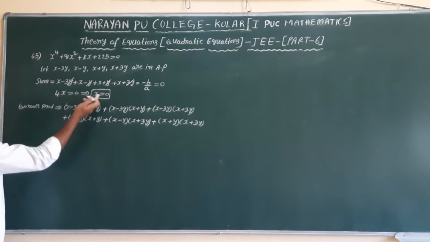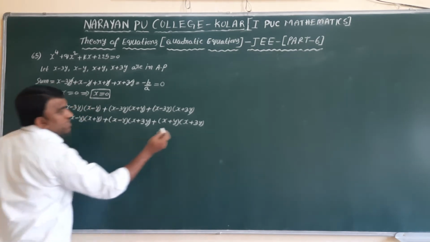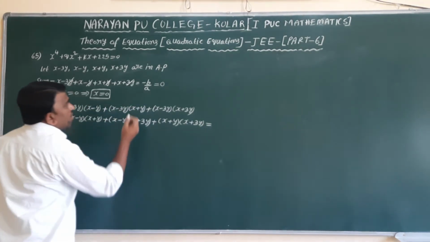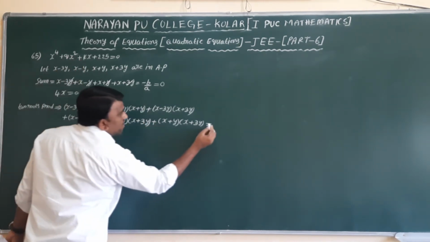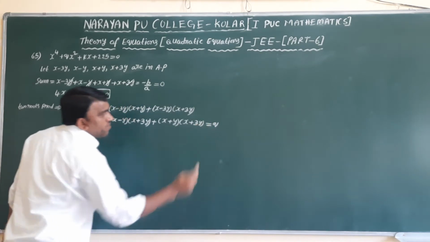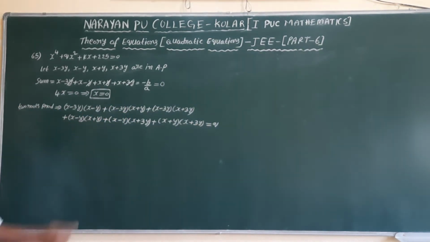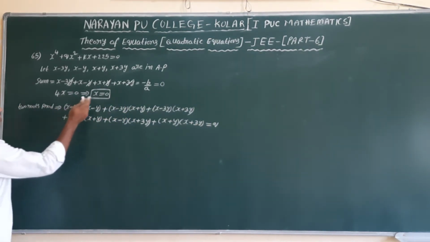Here x value is 0, we know it directly, so substitute here. That sum is c by a. C is the x square coefficient, which is q here, and a value is 1. So the sum of two-root products is q. Since x is 0, substitute.